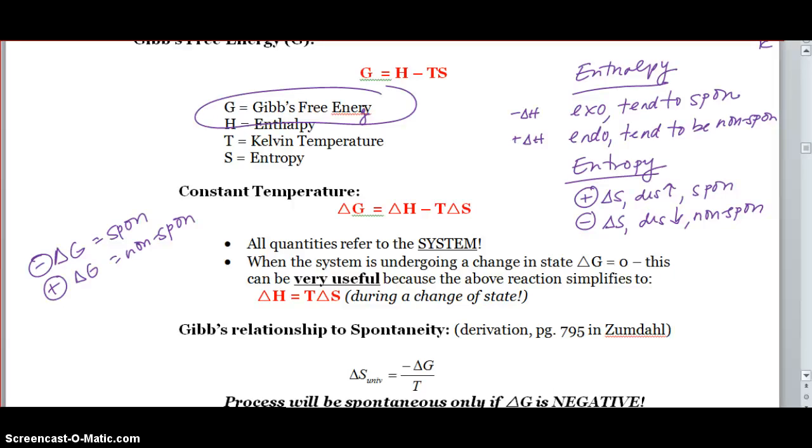Now, if they ask you to look at entropy independently or enthalpy independently and say, hey, will this reaction tend to be spontaneous or not, then it's fine to use the exo-endo or the increasing disorder, decreasing disorder explanation. But if they want like a hard and fast, will this be spontaneous, then you've got to go to delta G. All right.